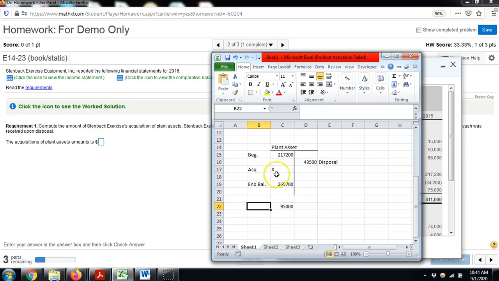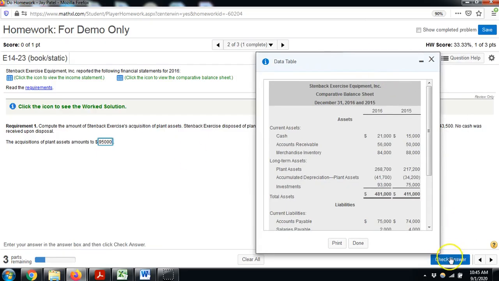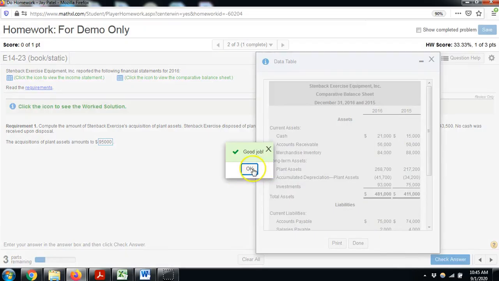So let's see if that works. If we plugged in 95,000 here, how would we calculate this? We'd start with our beginning balance plus this 95,000 minus our disposal. And yes, we do see that it works. So that must mean we spent $95,000 in cash to buy this asset. Okay.